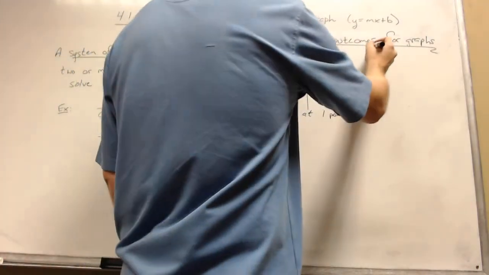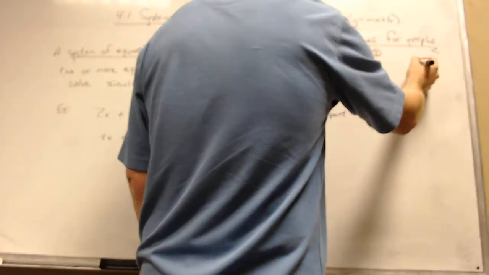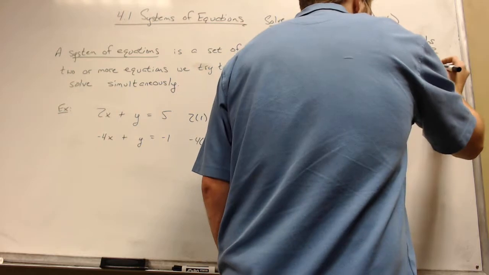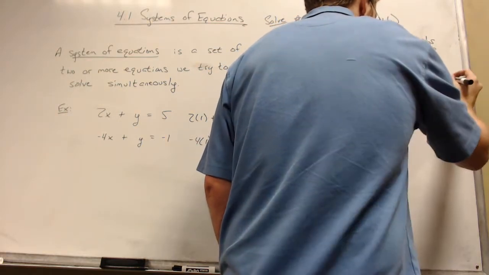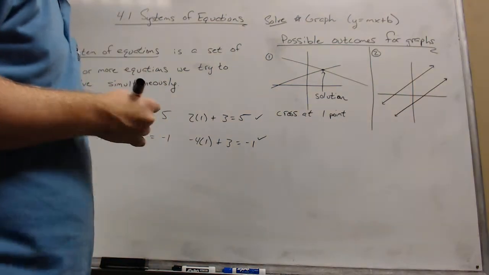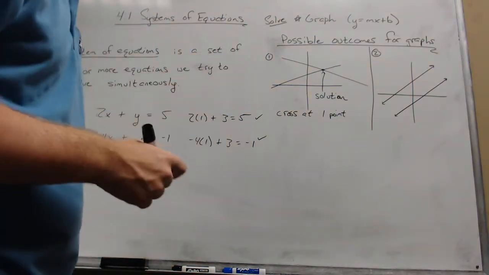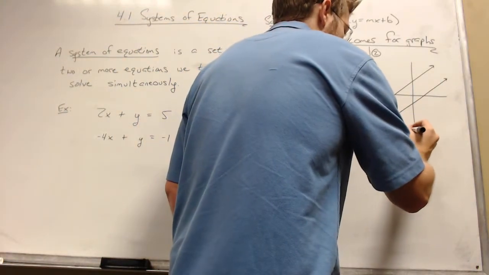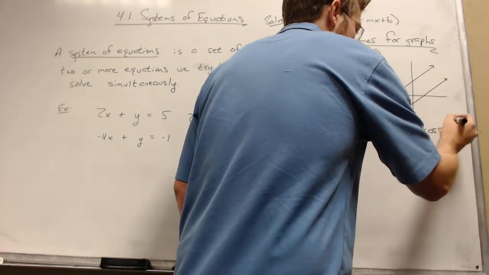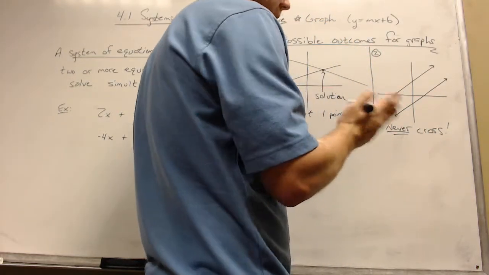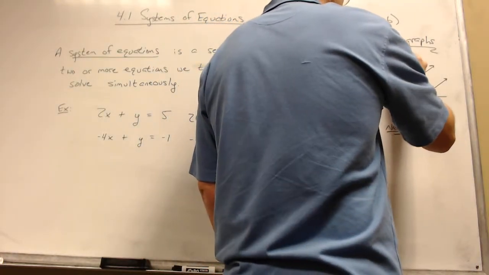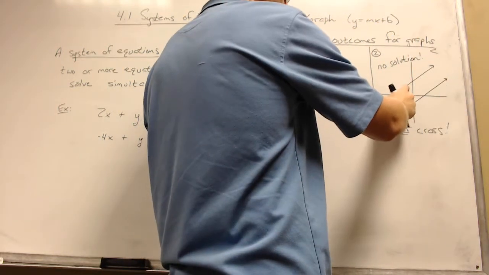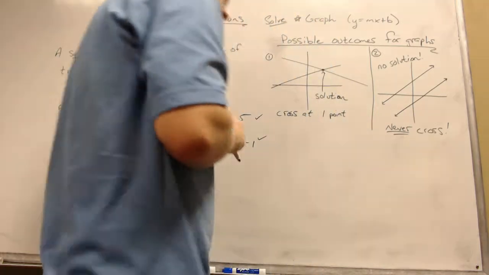Option number 2 is these lines might never cross. We talked about this before. Those lines are parallel, and by definition, parallel lines never cross. So if 2 lines never cross and you graph them, then we'd say there's no solution, because there's no point that's on this line that is also on this line. Okay, so that's option number 2.